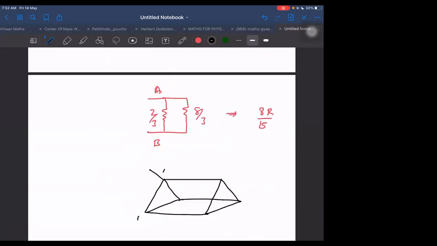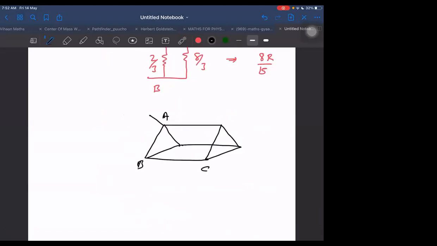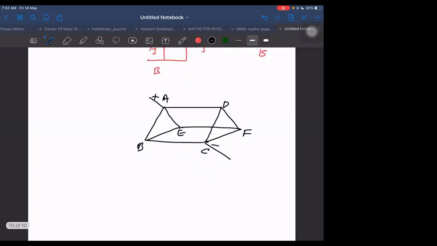Okay, I'm naming again: A, B, C, D, E, F. And in this diagram, I'm saying now I have to take A with C. How to do it?